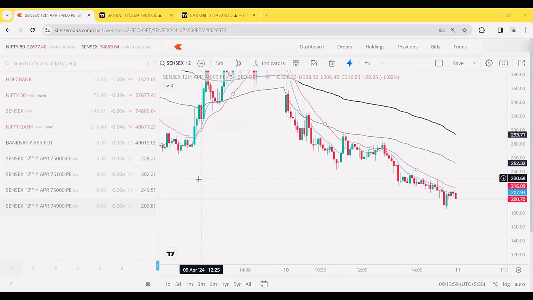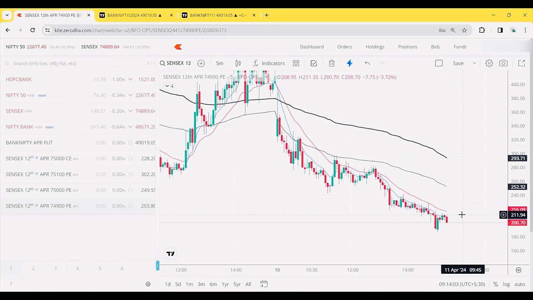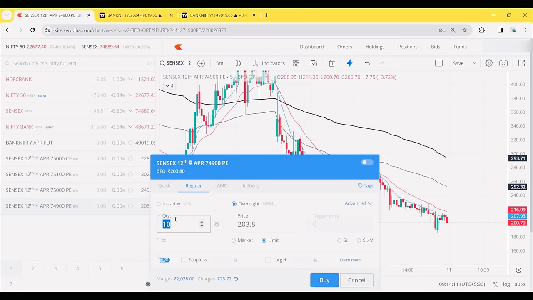Okay guys, so the market is about to open, and I'm looking for the Sensex 74900 put. It's Sensex expiry. I'm planning to buy 600 quantity of 74900 at 245, which is the VWAP. It will open slightly above 245, but I'll wait for a retracement to 245.